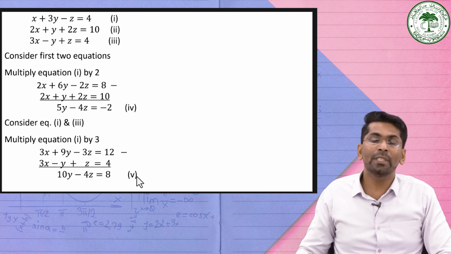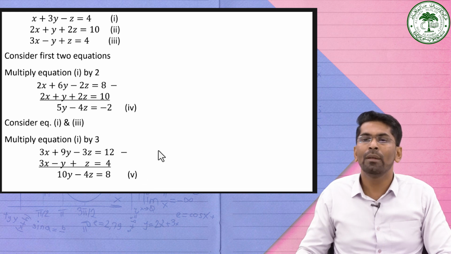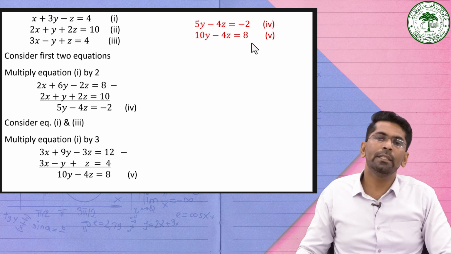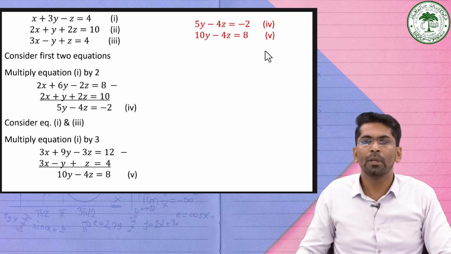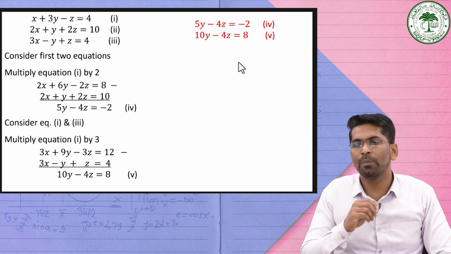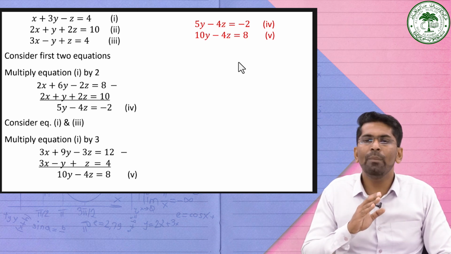So now we have two simultaneous equations, number 4 and number 5, with two variables. Here it is 5y minus 4z is equal to minus 2, that is equation number 4, and 10y minus 4z is equal to 8, that is equation number 5. So we can use either the elimination method or the direct substitution method. Here we are going to use the elimination method.